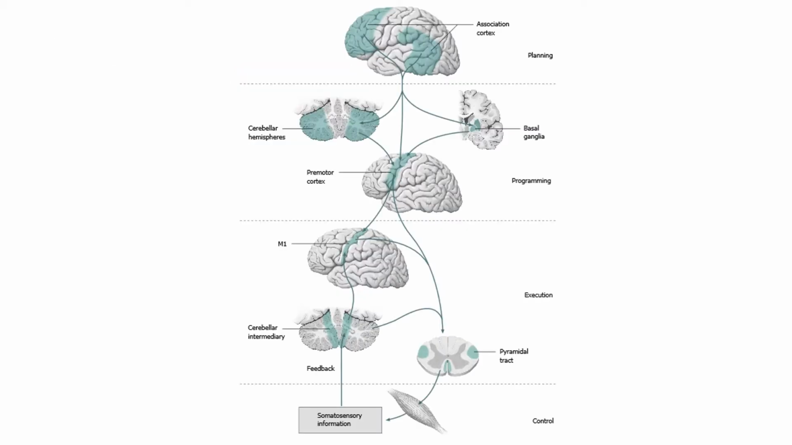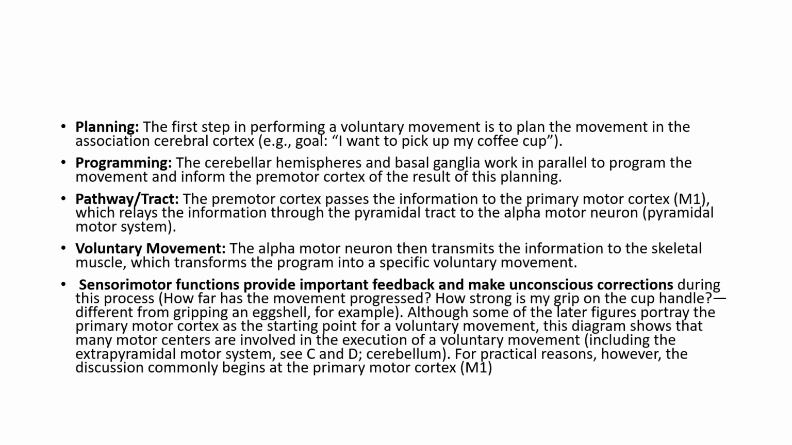This is a nice slide for you to kind of see all the different connections and how things are interrelated. So association cortex and how the cerebellum and the basal nucleus get involved all the way down to the pyramidal tract on the cord there. So kind of a nice little way to pull it together. So here we have our planning, programming, pathway, tract, voluntary movement, sensory motor functions.